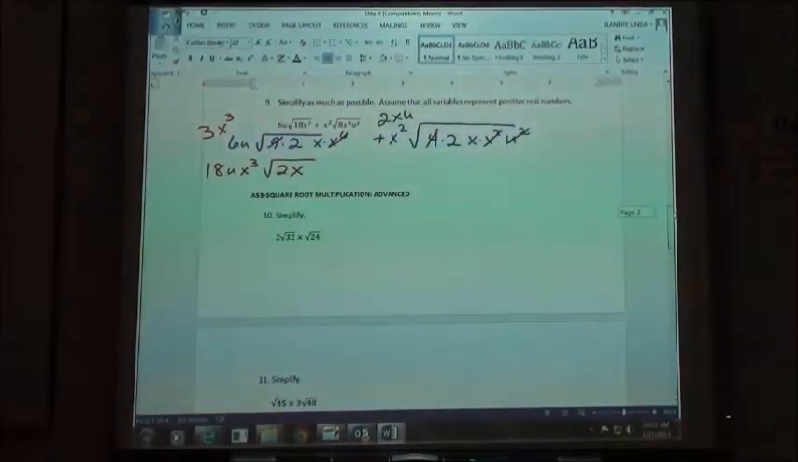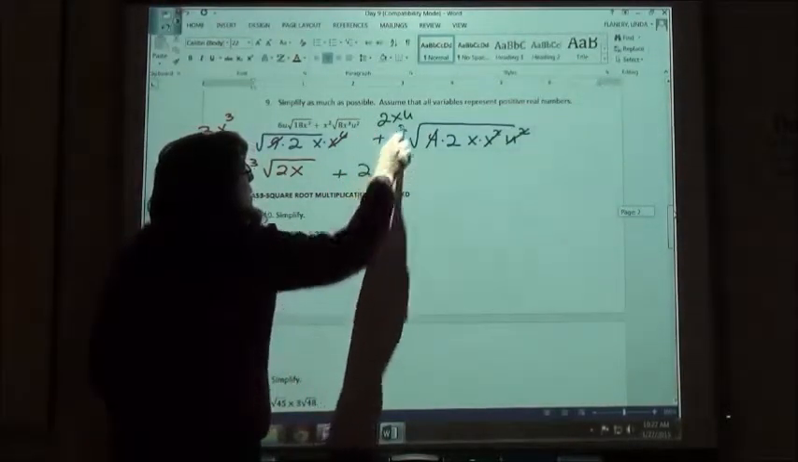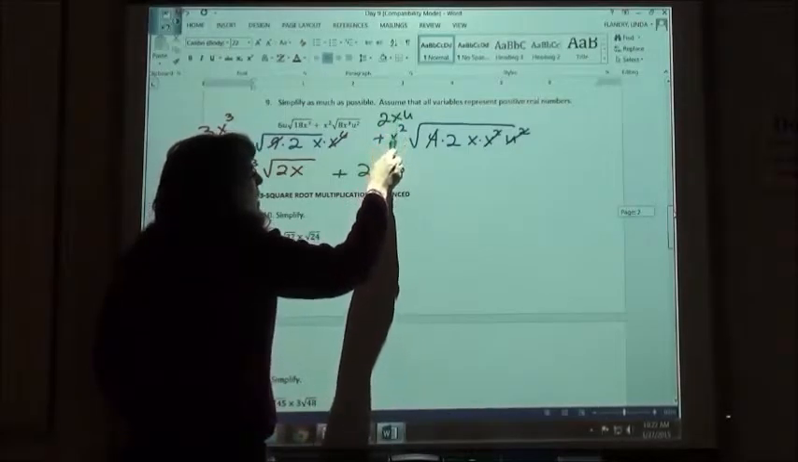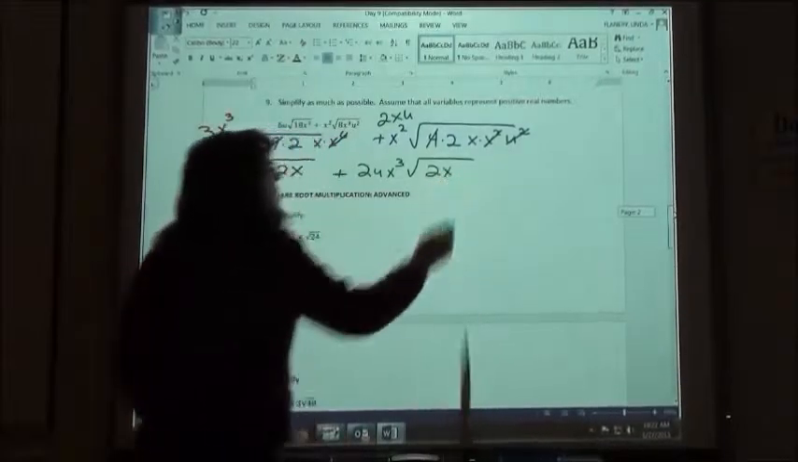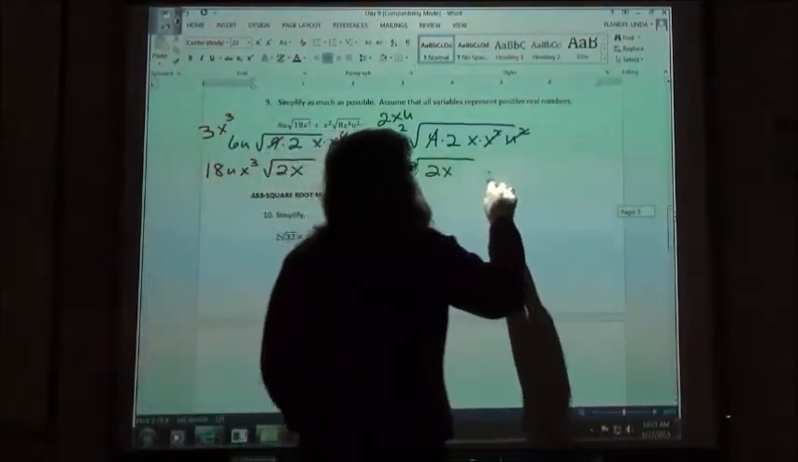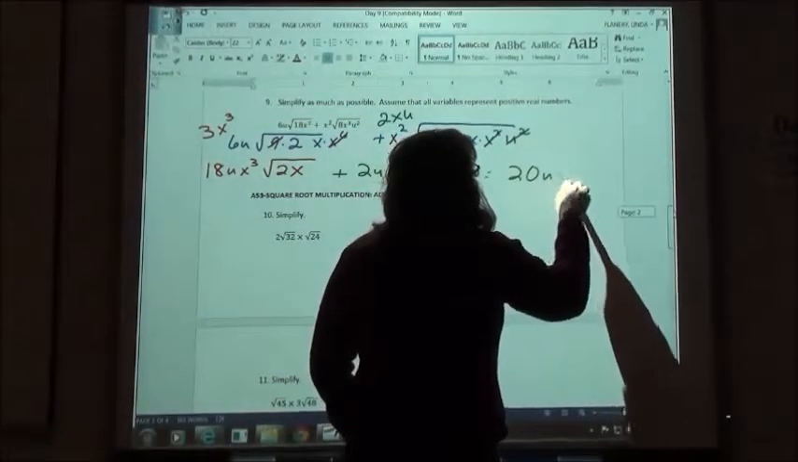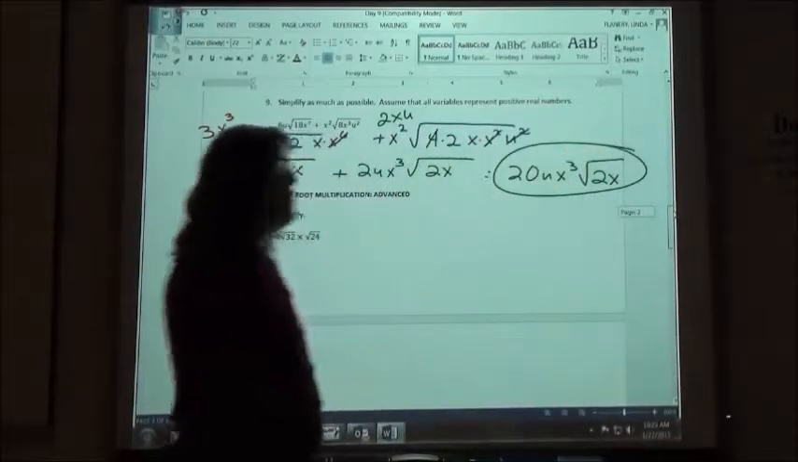So when we put those all together, we're going to get 2, there's a u, x times x squared is x to the 3rd, right? And then I have 2x underneath my radical. So you'll notice after each of my leading coefficients, I've got a u x cubed square root of 2x. They match up all nice like they're supposed to. So I can go ahead and add 18 plus 2 is 20. 20u x to the 3rd square root of 2x for my answer.